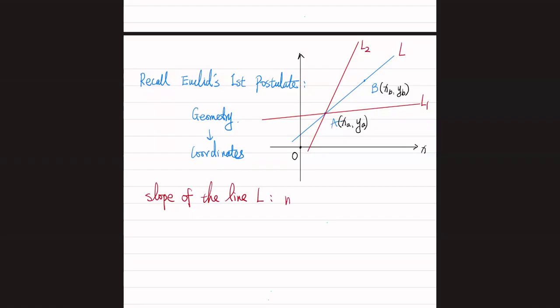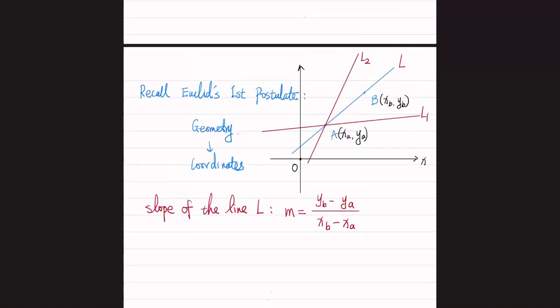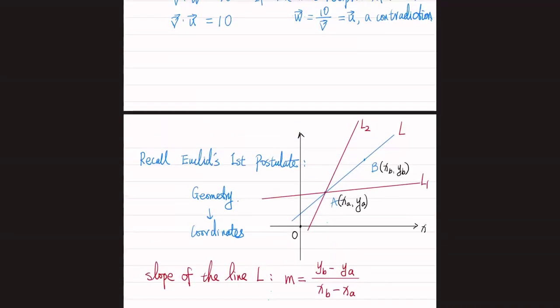We use m for the slope. It will be the quotient of the differences. The slope of this line is the quotient of the difference of the y coordinates over the difference of the x coordinates. Okay, let's check.